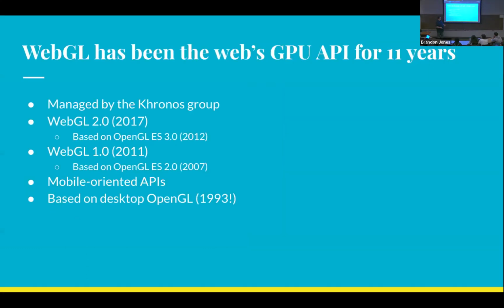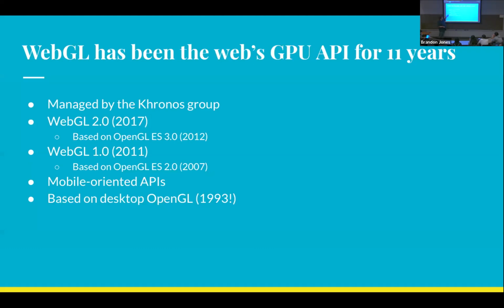But WebGL, for all of its coolness, does have some problems. Primarily, it's old, and it's based on older things. WebGL itself is about 11 years old at this point, and the newest version came out in 2017, which was based on an API from 2012. So the newest thing that you can do is already a decade old.